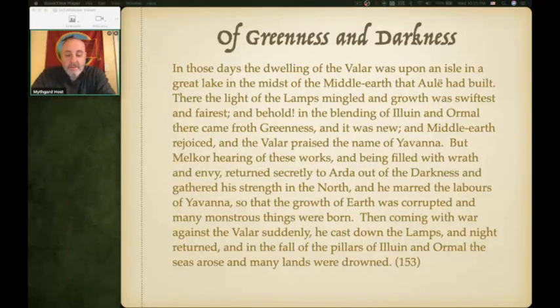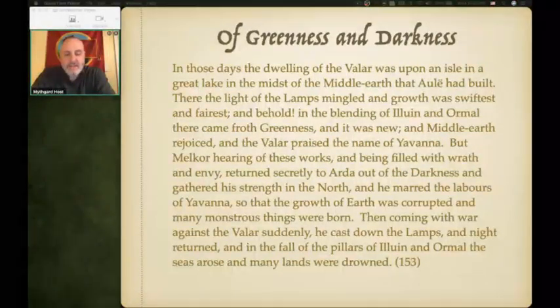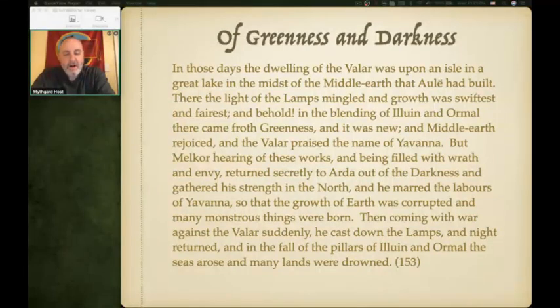But Melkor, hearing of these works, and being filled with wrath and envy, returned secretly to Arda out of the darkness, and gathered his strength in the north, and he marred the labors of Yavanna, so that the growth of earth was corrupted, and many monstrous things were born. Then, coming with war against the Valar suddenly, he cast down the lamps, and night returned, and in the fall of the pillars of Illuin and Ormal, the seas arose, and many lands were drowned."